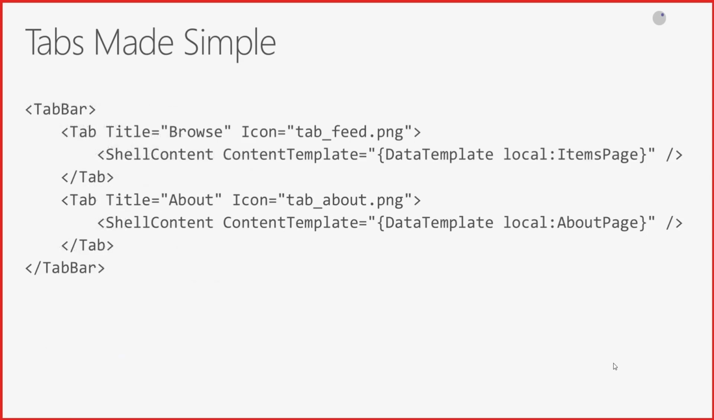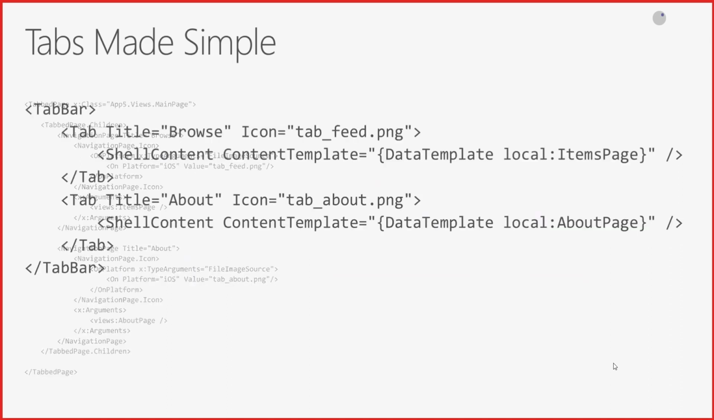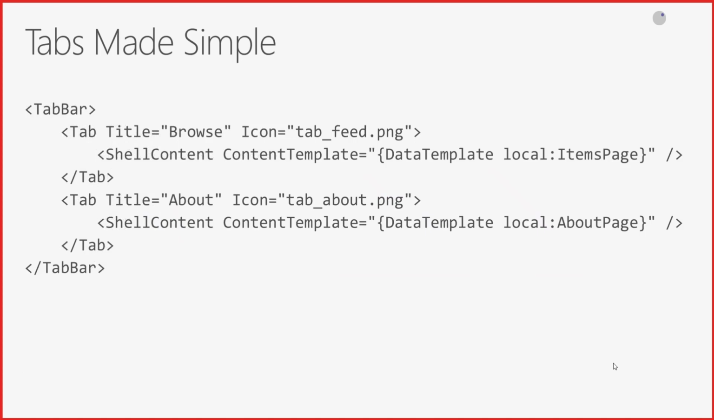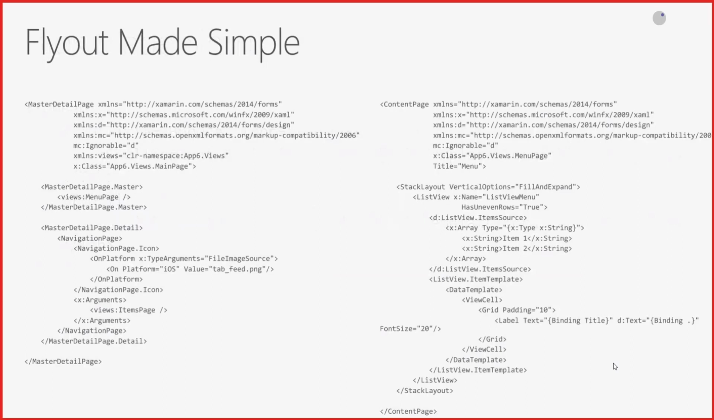But this is a lot easier, I think, and as we've heard from many, I think you think this as well. So this is Shell, and you can just straight up say, I want a tab bar, and I've got two tabs. It's a Browse tab and an About tab. Here's my icon. Here's my content. And you're done. Whole lot cleaner, whole lot easier to read, much more straightforward, and you're off to the races.